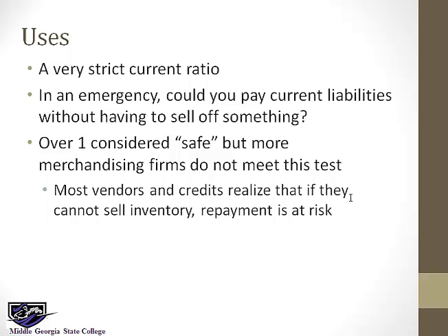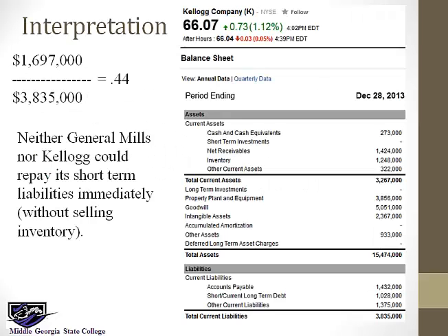Most firms, especially most merchandising firms, do not meet this test because much of their current assets is tied up in inventory. And most vendors and creditors realize that firms that can't sell any inventory in the near future are in big trouble anyway. It's not just that they can't pay current liabilities, but their profits may be hurt and long-term liabilities may be at risk as well. So it's nice if it can be 1, but often it's a little bit below 1.